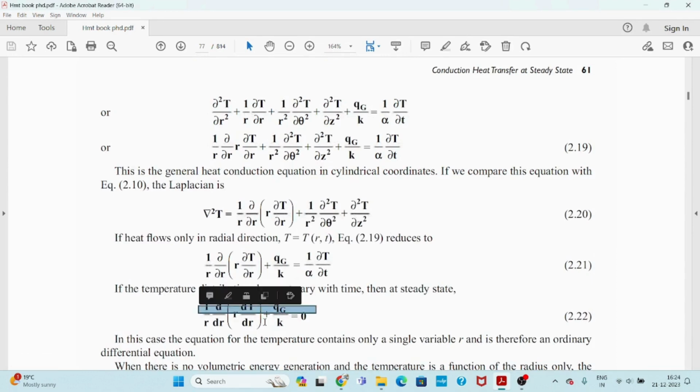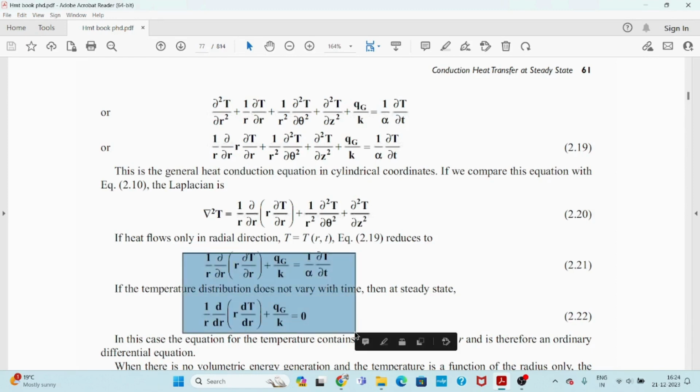This is the same equation, and you can remember this equation, whether 2.21 or 2.22. If you can remember this, that would be sufficient for your exam. So please remember this equation.